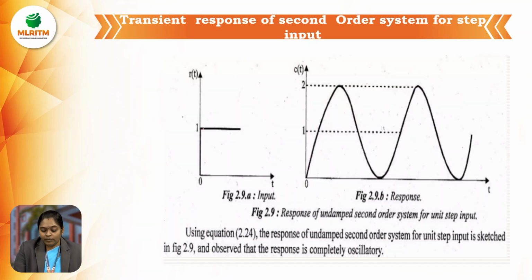So the type of input which I am applying is a unit step input, but the output of the second order system which I'll be getting is a sinusoidal waveform, which is 1 minus cos omega n t, and this is the response for the undamped case. In the same way, we need to find the time domain expressions for the underdamped case, critically damped case, as well as the overdamped case.